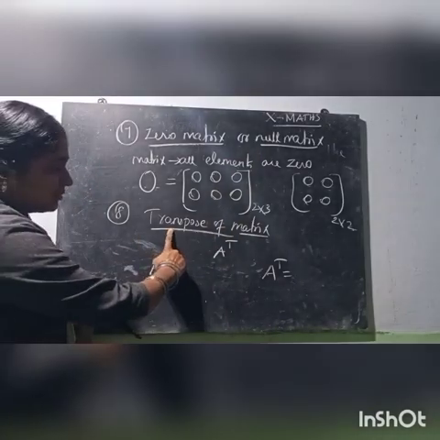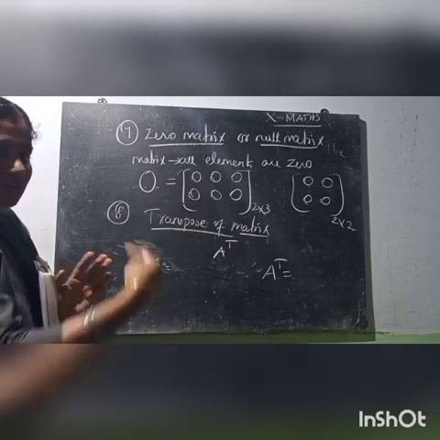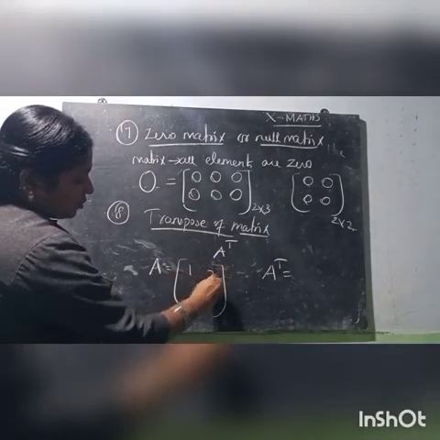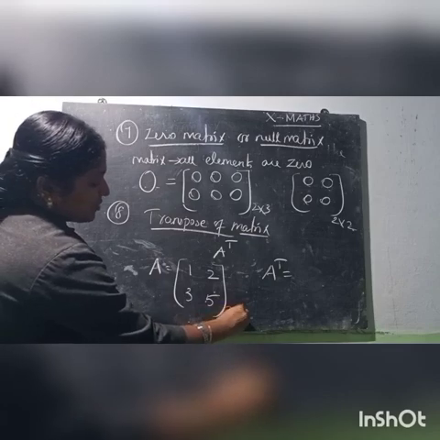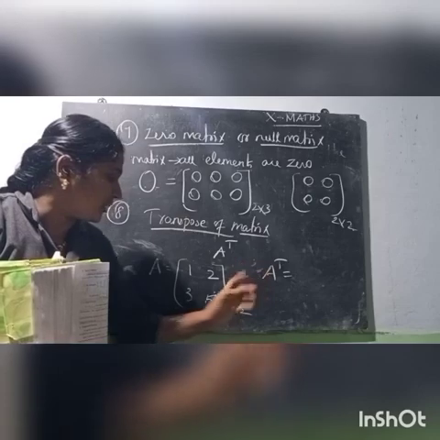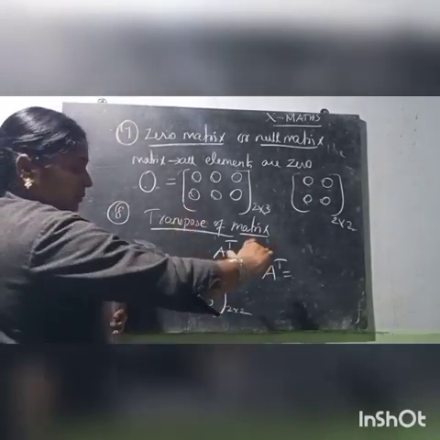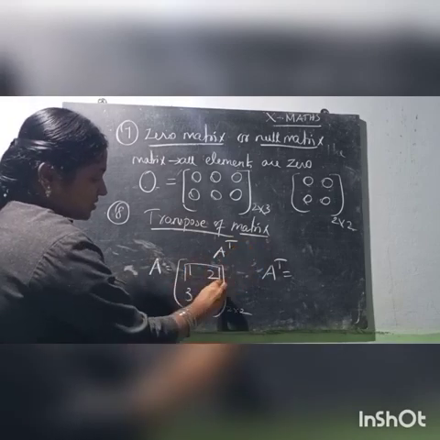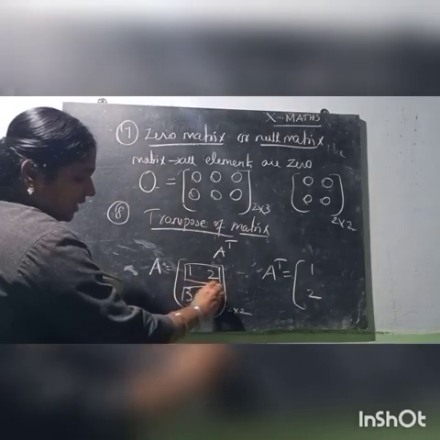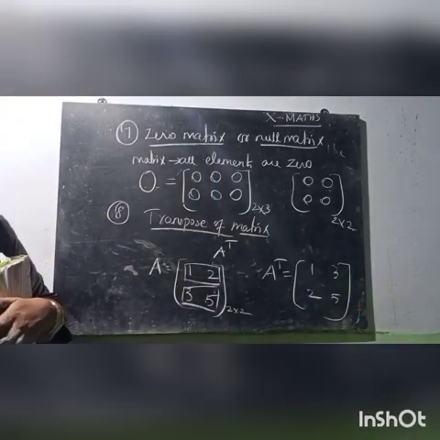Then eighth one, transpose of a matrix. We know transpose means rows should be changed into columns or columns should be changed into rows. For example, I have taken 1, 2, 3, 5, a 2 cross 2 matrix. Now I want to find A transpose. A transpose means that rows should be changed into columns, or columns changed into rows. So this is the first row. This first row changes into the first column. Then this is the second row, which changes into the second column. So this is called A transpose.